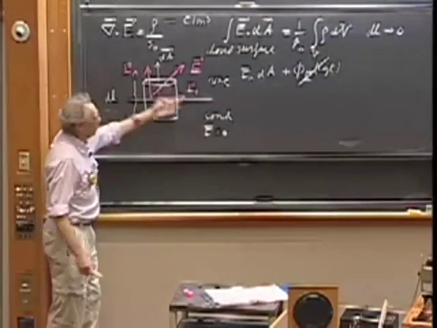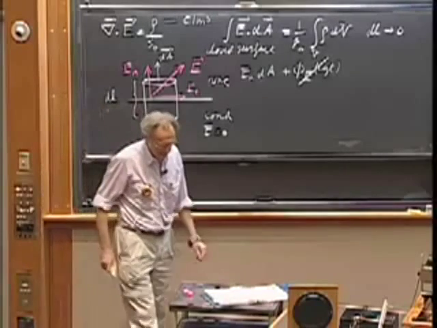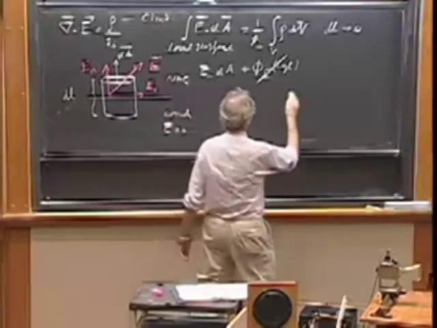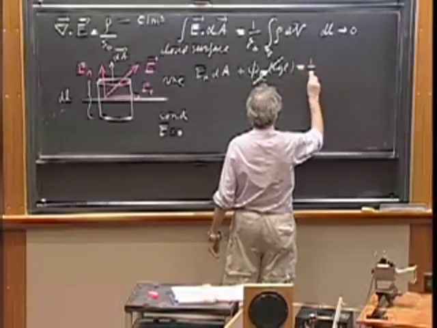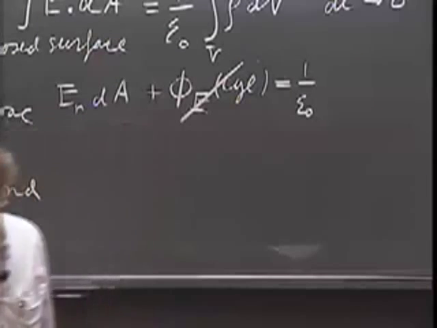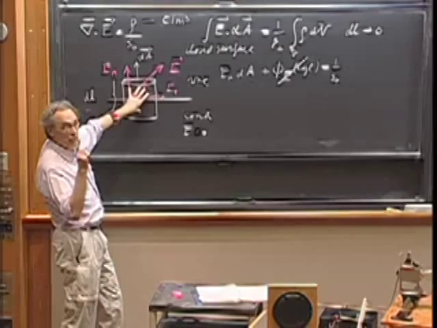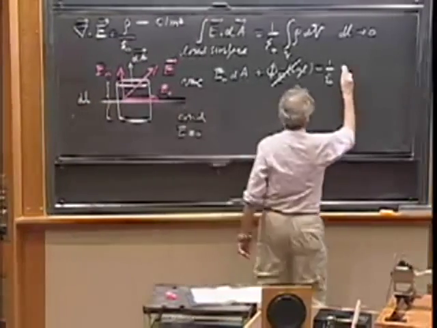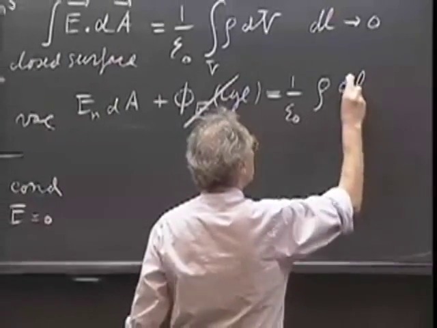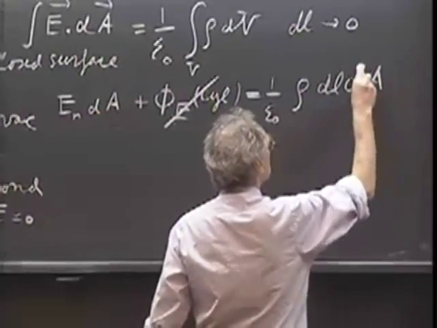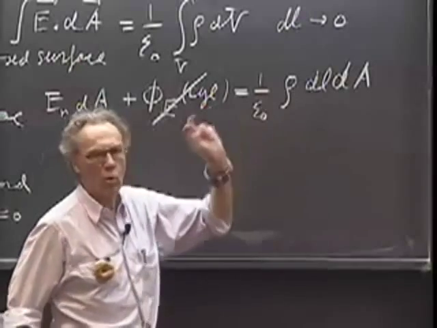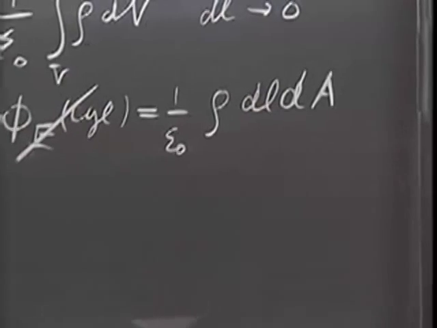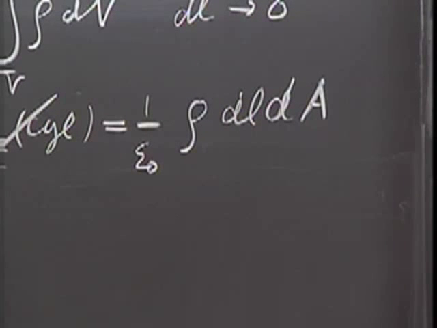Now, there is no electric field here, so this is the entire electric flux as it escapes from this surface, from this box. And so that is now 1 divided by epsilon 0 times the volume charge density that I have in here, and so that is rho, times the volume, which is dl times dA. So this is now coulombs per cubic meter. So you will say now when dl goes to 0 that that goes to 0.